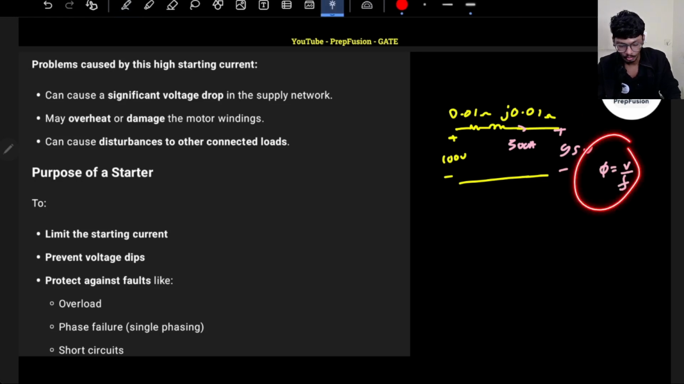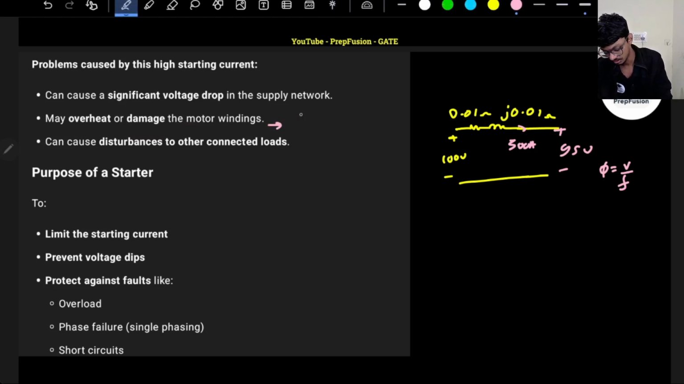So these are the problems that we will face, and of course other equipment is connected, right? All those equipments are rated at 100 volts, but if there is huge current, they will operate at 95 volts. Due to that, there will be problems, right? It may overheat or damage the motor windings, because huge current is flowing, so huge copper loss will be there. So this is due to the copper loss.